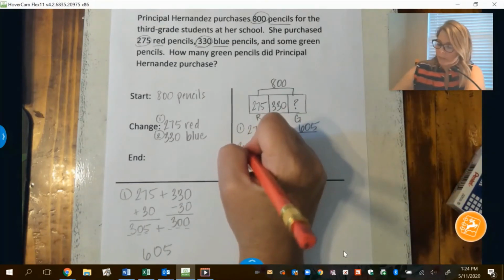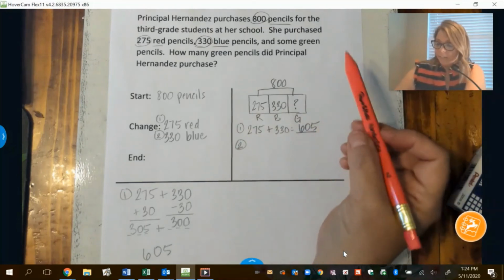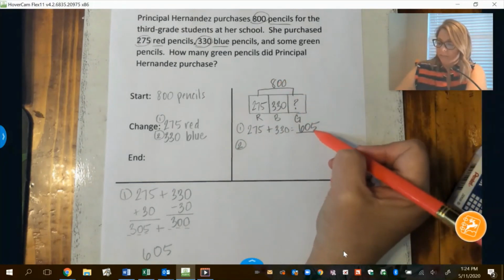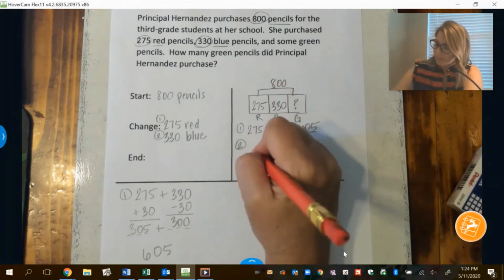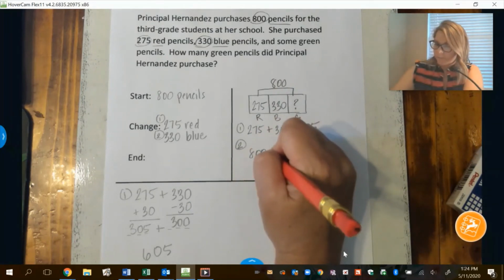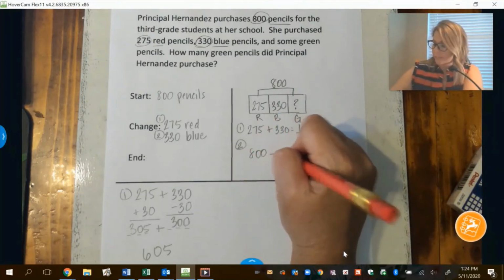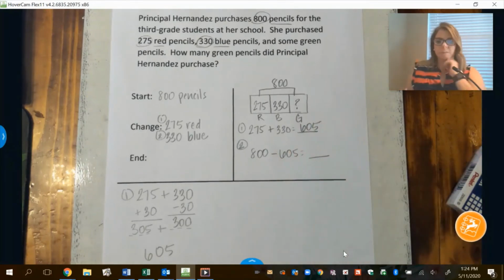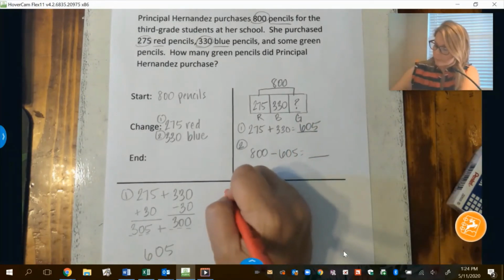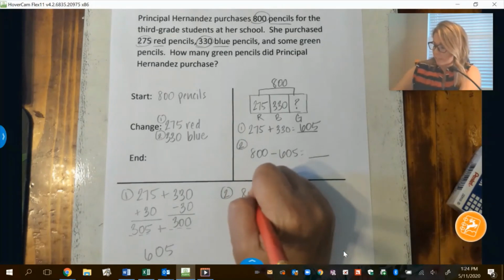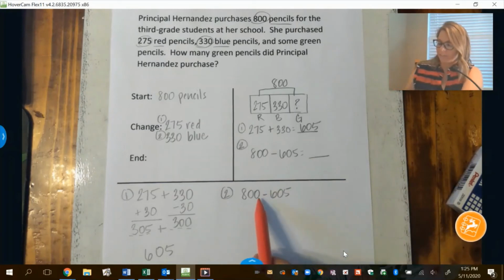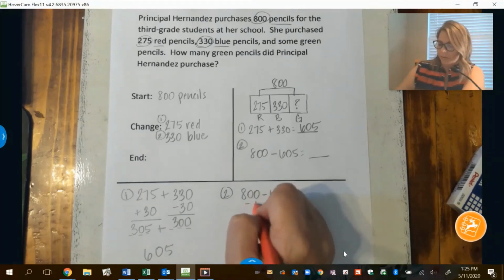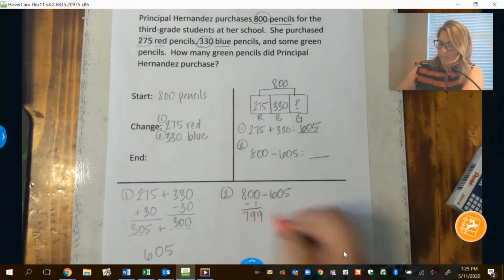But now we need our second step. We need to subtract 605 from the 800. So take these two out to see what is left. So that would be 800 subtract 605. That's going to give us our final answer. So let's come down here and actually solve it. 800 minus 605. And since it's subtraction, I want this one to be at like something 99. So I'm going to take one to get this to 799.